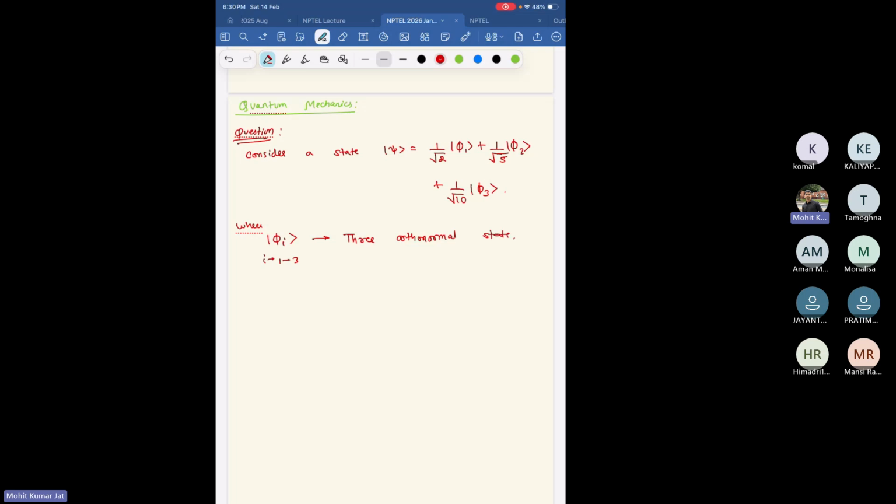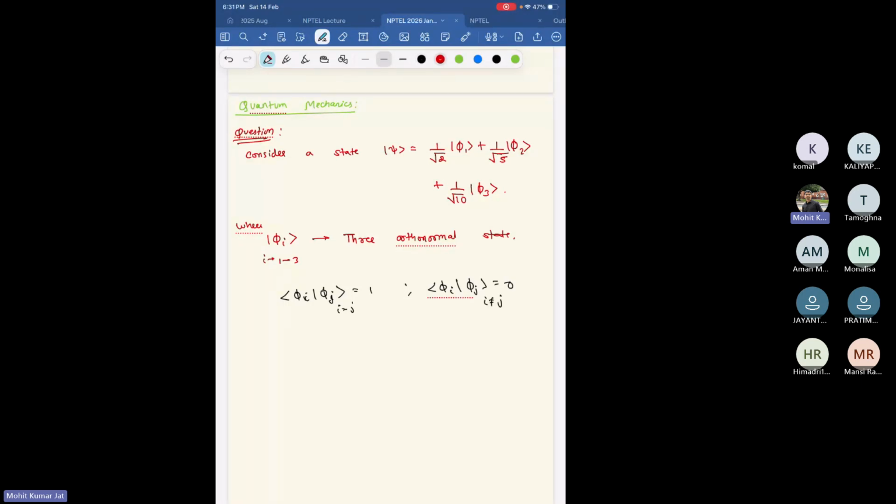So what is orthonormal? If you have phi i and phi j, then it will be 1 for i equal to j, and it will be 0 for i not equal to j. That's what it means.